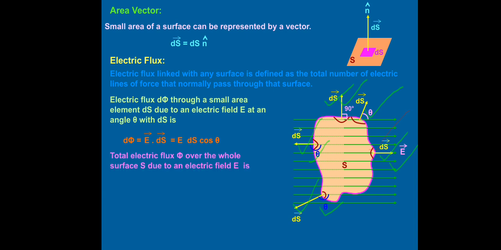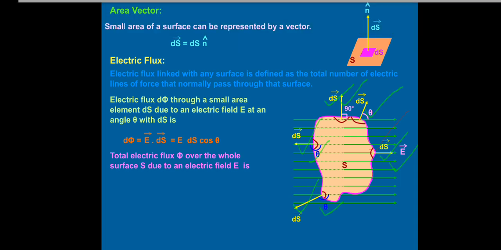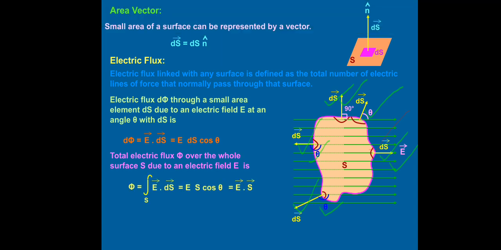The total electric flux phi, d phi is the small electric flux. So what will be the total electric flux? This can be found by taking the integral of the above equation. Phi will be the integral over the whole surface of E dot ds, equal to E s cos theta, meaning E dot s. So this is the total electric flux for this whole surface. The electric flux is a scalar quantity, but it is the property of the electric field.